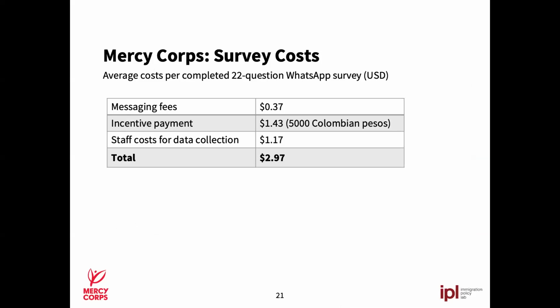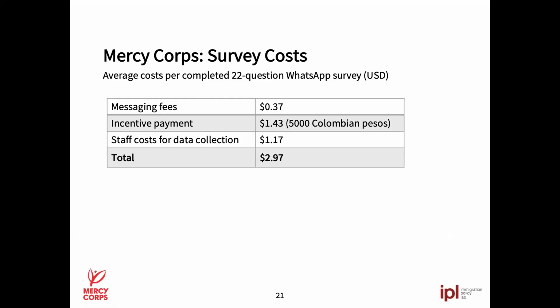And this gives you a sense of the costs that were involved in this survey. For us, it was rather cost effective. The average cost per 22 question survey was about $2.97. About half of that went to paying incentives. So each individual that completed a survey received 5,000 Colombian pesos. So it was quite cost effective, as I mentioned, far less expensive than what we typically spend when we do in-person surveys, and also less than a traditional phone survey.